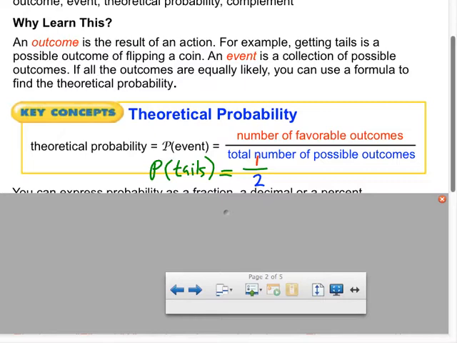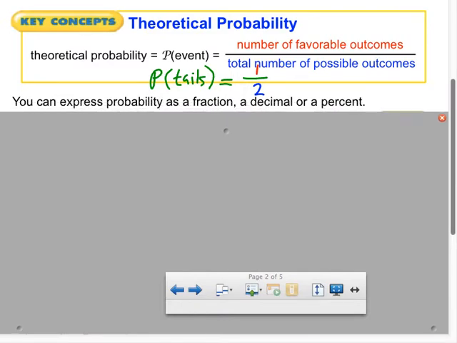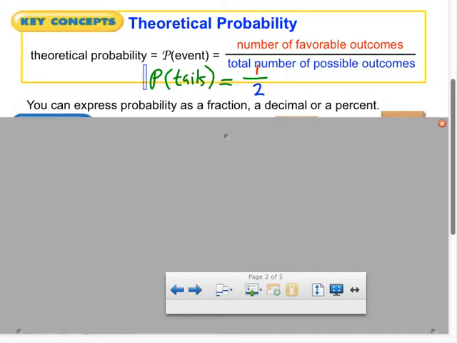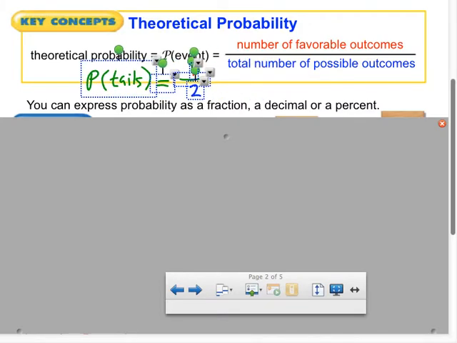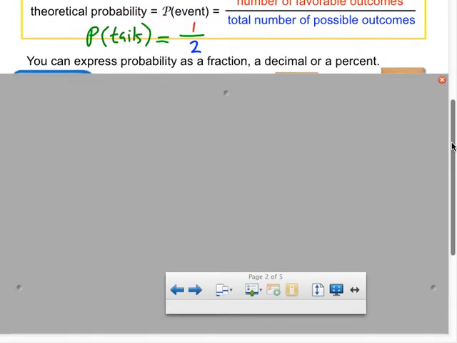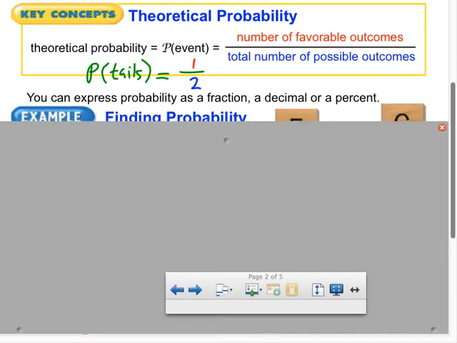Got it? Okay. So the probability of flipping a coin and having it land tails up is what percent? What percent goes with a half? 50%. 50-50 that I'll flip tails. Now, you can express probability as a fraction, a decimal, or a percent. So that's kind of what the warm-up was about. But you see that using this formula, it's about the fraction. Number of favorable outcomes over total number of possible outcomes.